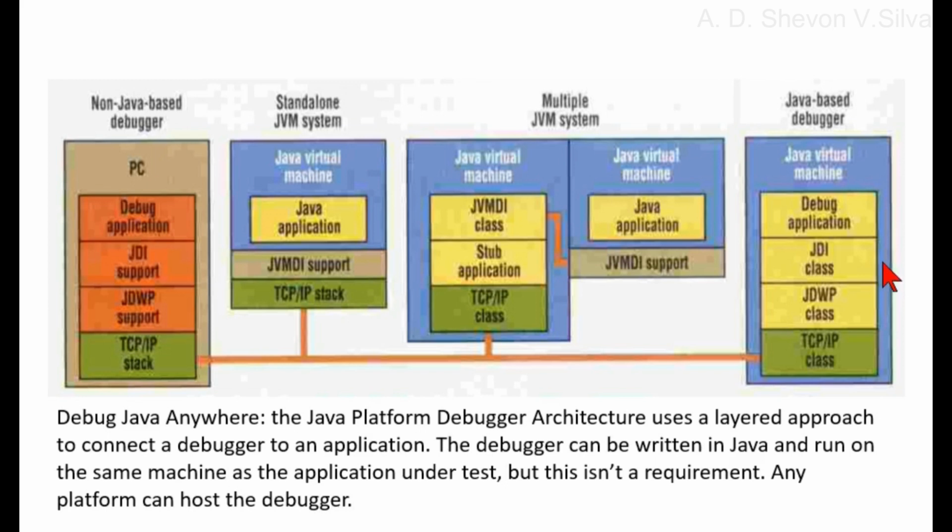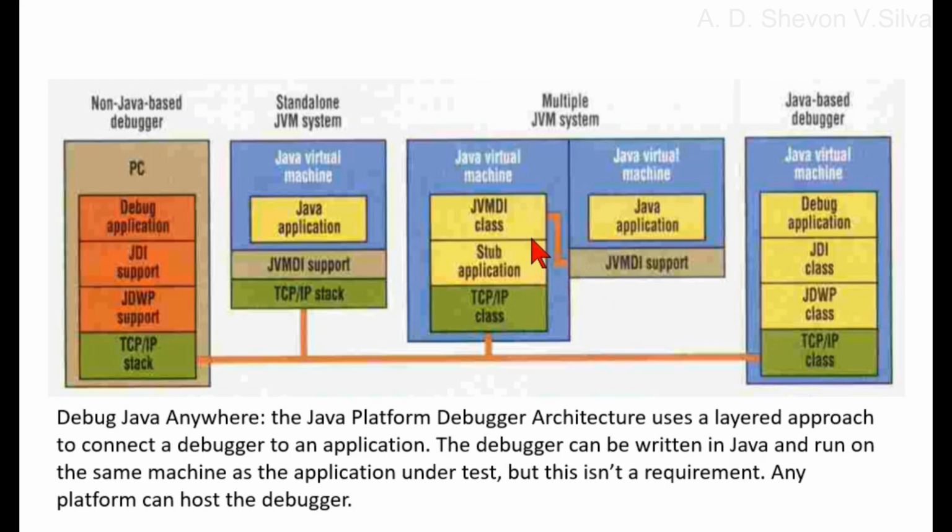The JDI uses the Java Debug Wire Protocol (JDWP), which differs from the Java interface definitions associated with the other JPDA APIs. JDWP only defines the format of the packets passed between JDI and the Java Virtual Machine Debug Interface, JVMDI, along with the semantics associated with the data.